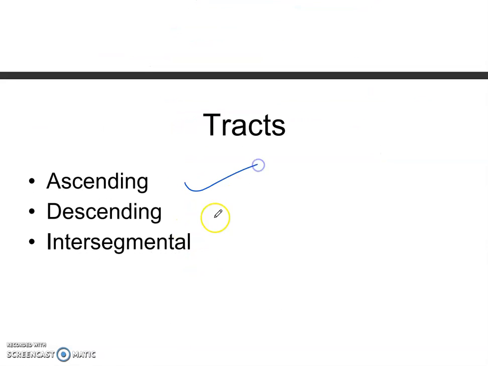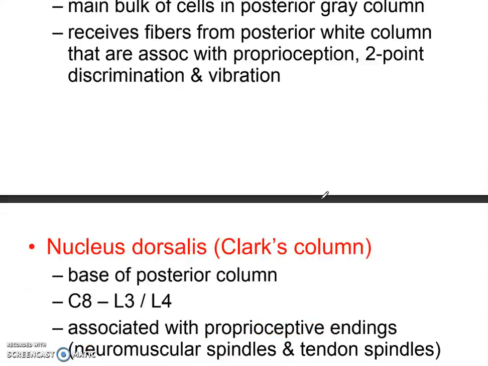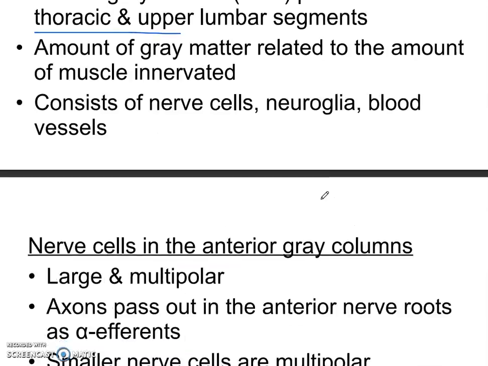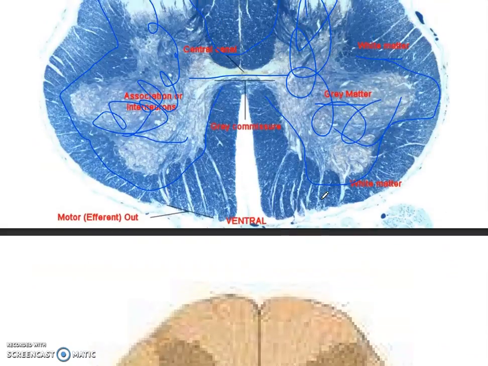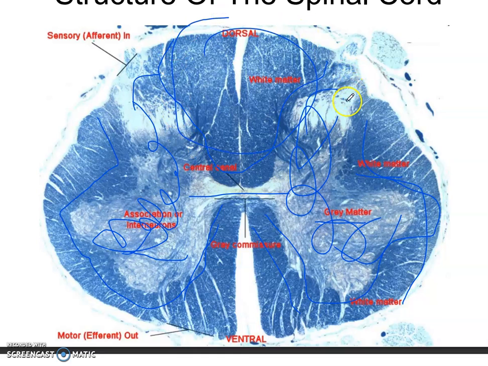Then come the tracts. We are not going to go into the tracts in detail in this video. I'll make the next video on tracts. You can see the white column. These are the anterior white columns, and these are the lateral white columns, and this is the posterior white column.